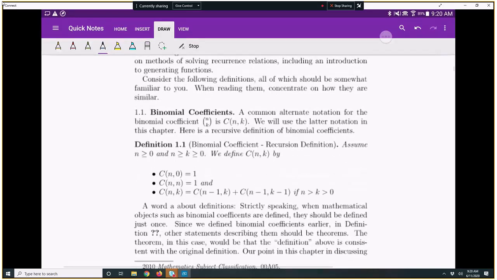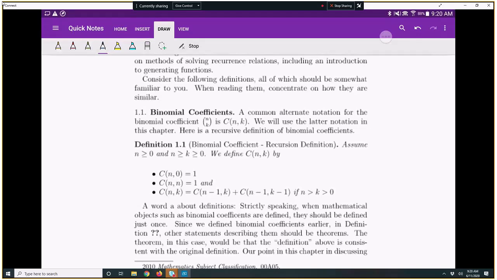So we'll remind you here the definition of the binomial coefficient that we already learned, and the notation, the parentheses with n sitting above k, and we read that as n choose k, or also we'll see capital C and then parentheses n comma k.